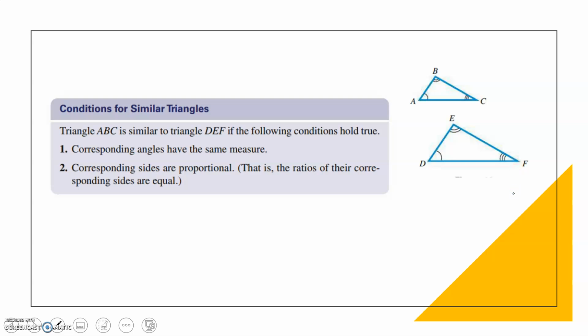If the corresponding angles are equal, then that first condition holds, okay? The second condition has to be that the lengths of the sides have to be proportional. That means the ratio of the corresponding sides have to be equal. Okay, and I'll show you what that looks like in just a moment. Let's look at an example.